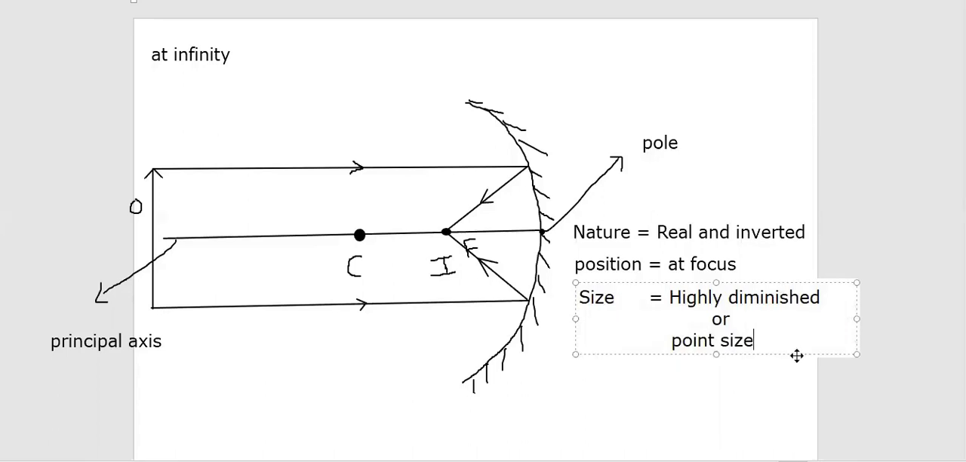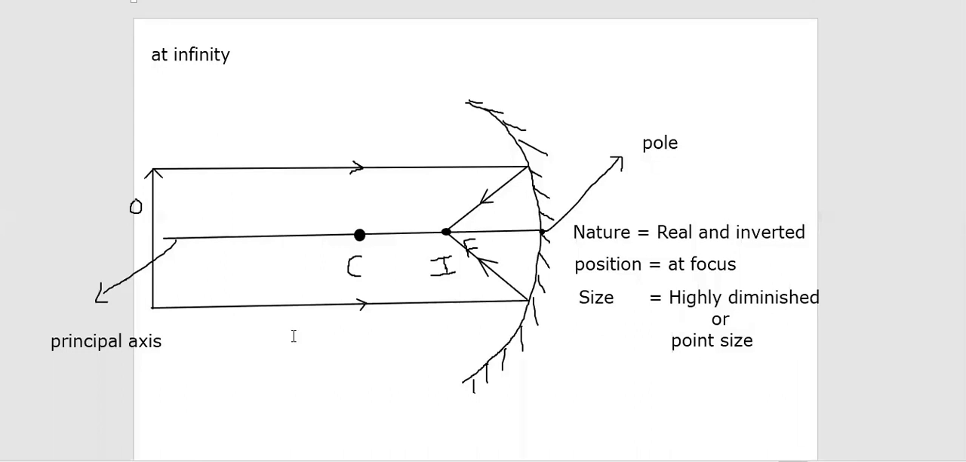Point size, in the sense that the image will be very small, such that you can't even see the image from top to bottom. It will be like that. So it is highly diminished or point size. Understood, everyone? The nature of the image will be real and inverted. The position of the image is at focus. The size of the image is highly diminished or point size.